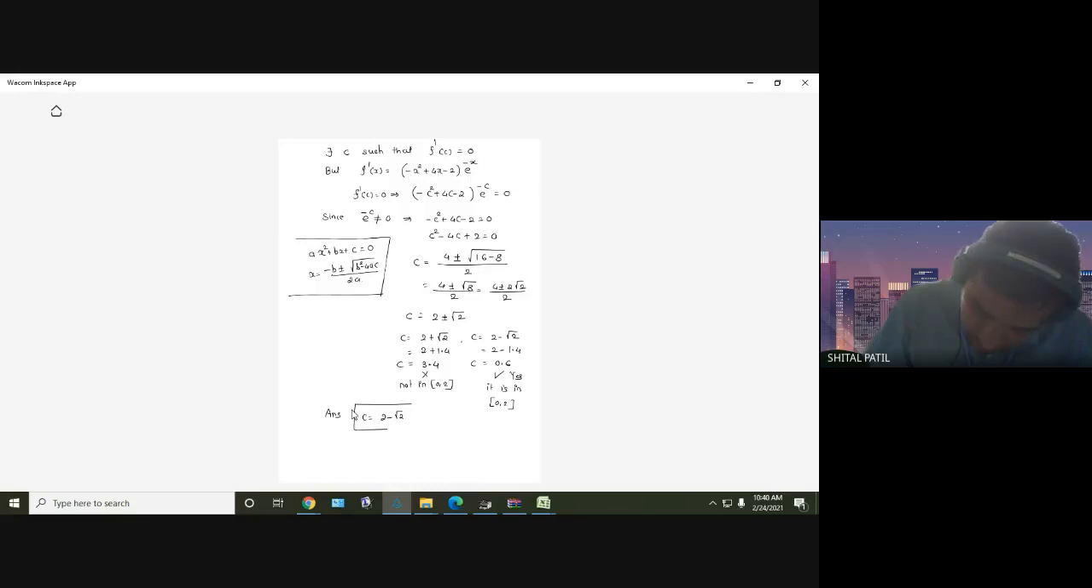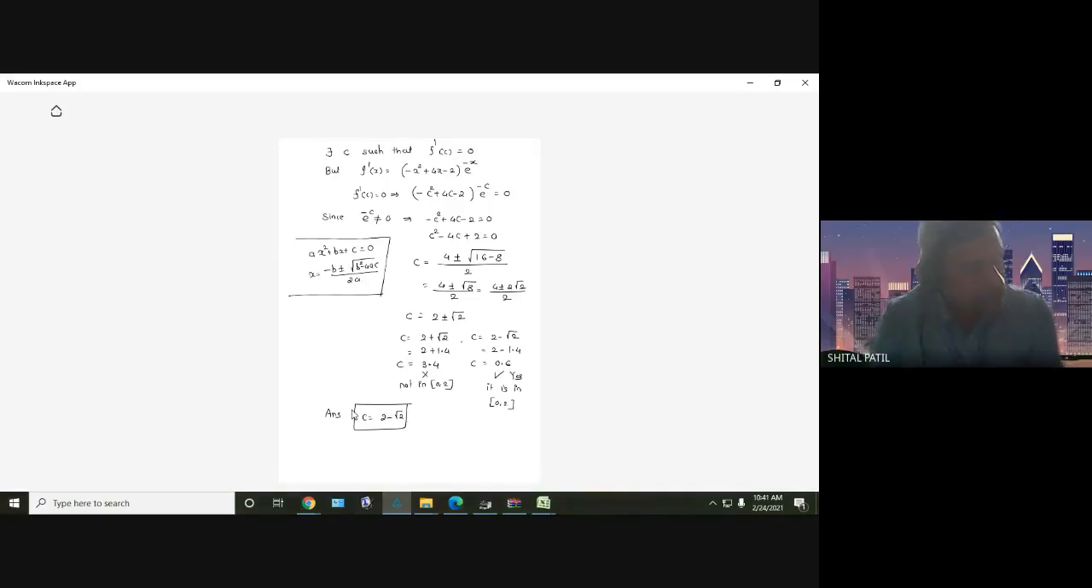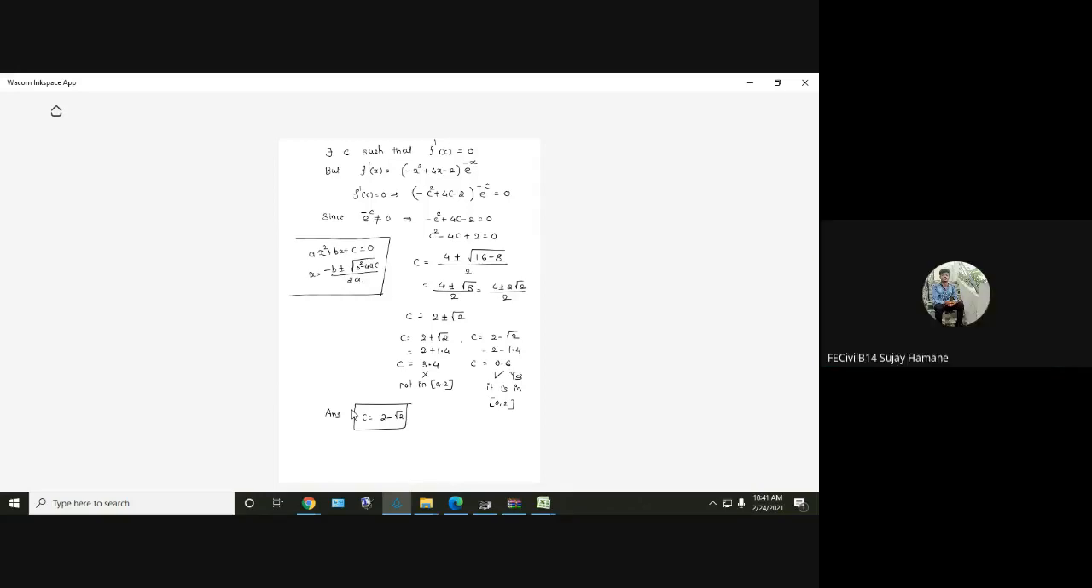समझ में आ गया सबको? अच्छा, टाइम हो रहा है. कौन सा है नेक्स्ट लेक्चर? SME.